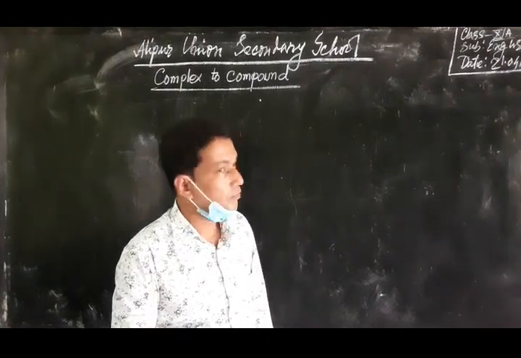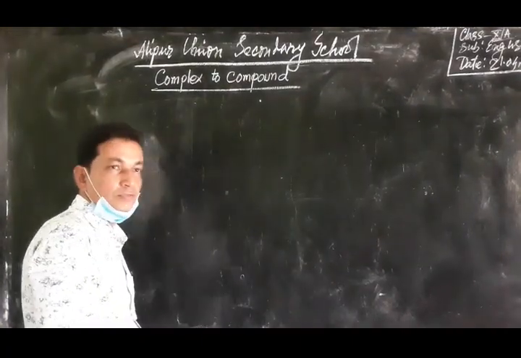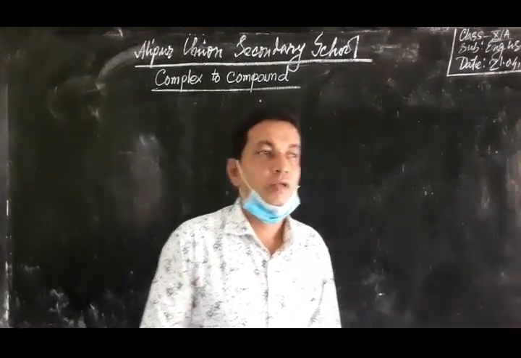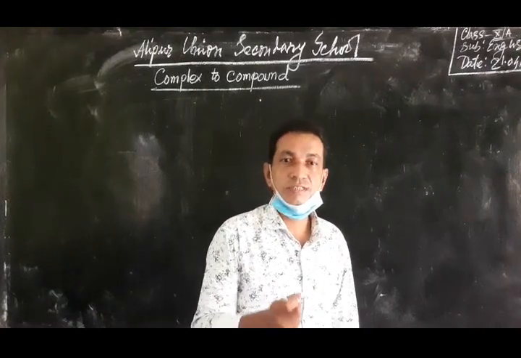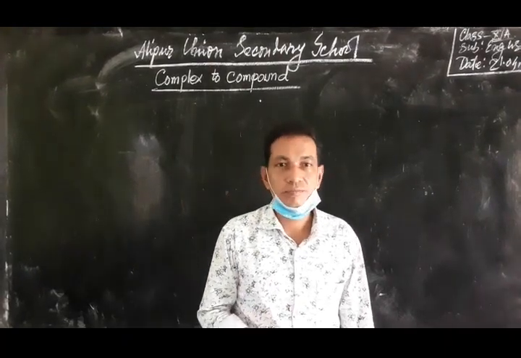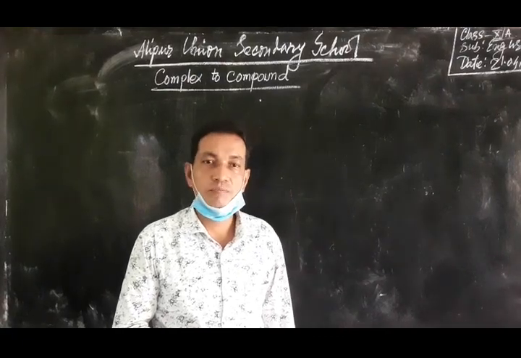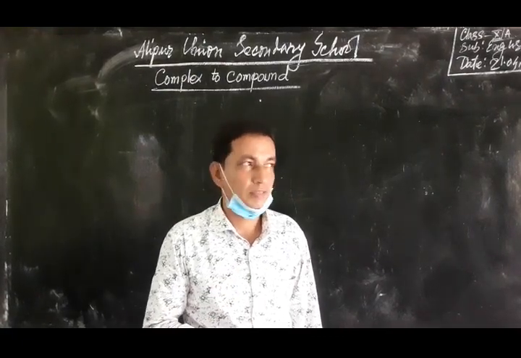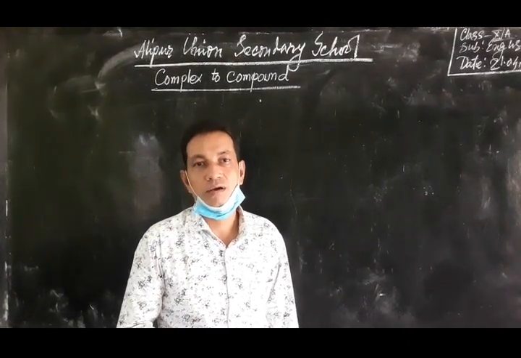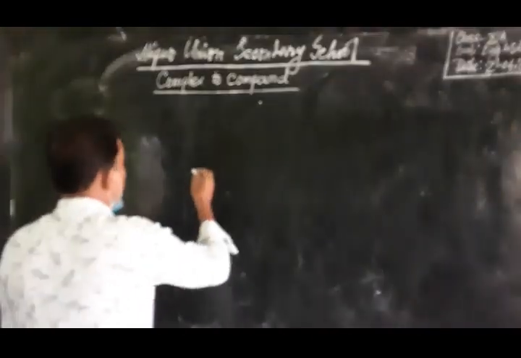Now today I am going to tell you about some rules or items from complex to compound. Our first rule is as, since, or when. It indicates actually the time of something, and if we want to change complex to compound based on this rule, such as when, since, and as, then at first I am going to give an example.